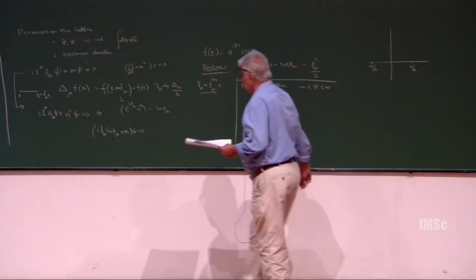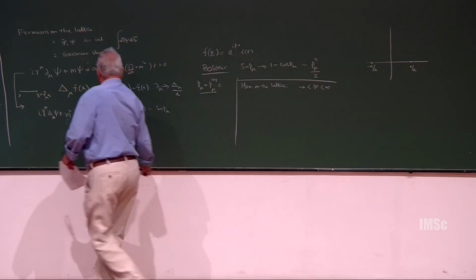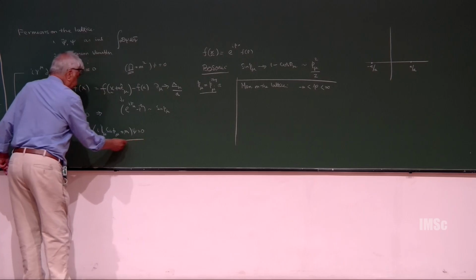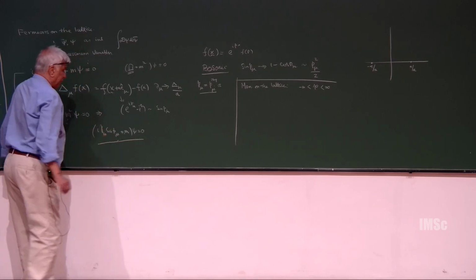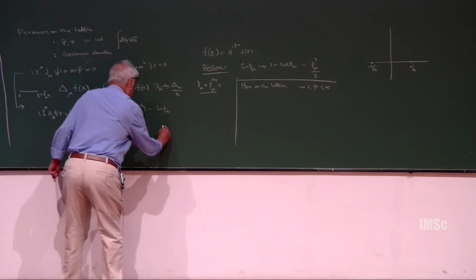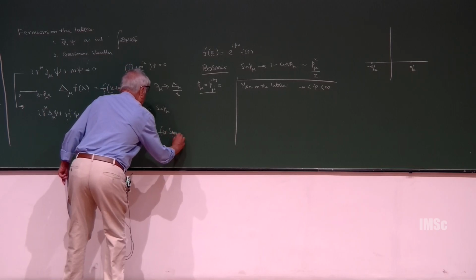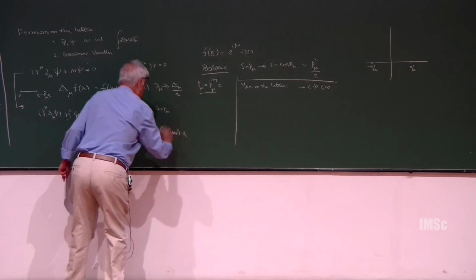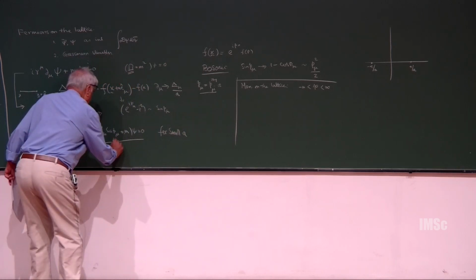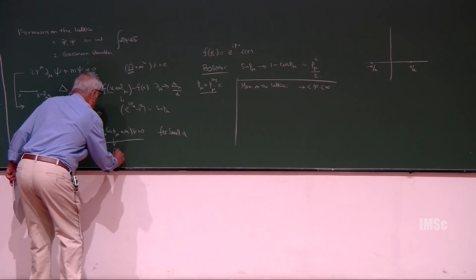So you may think that this equation is fine, because for small a, this goes to 0.